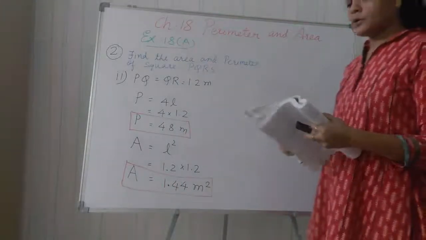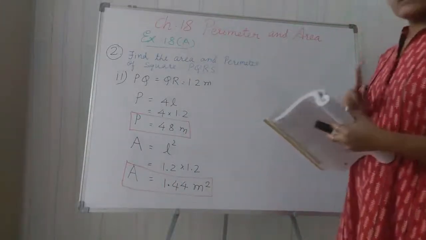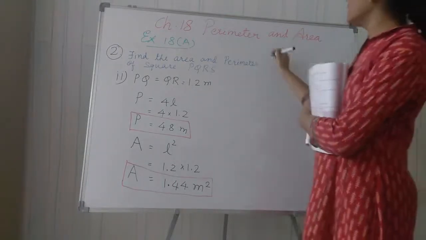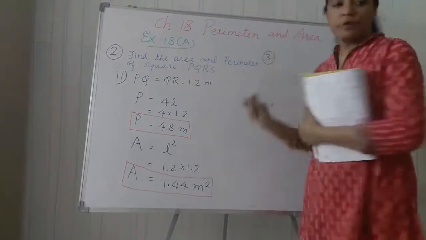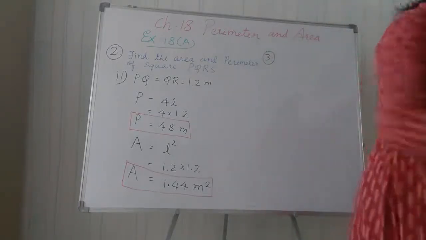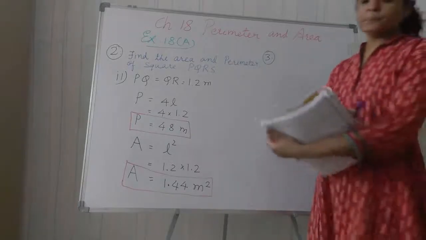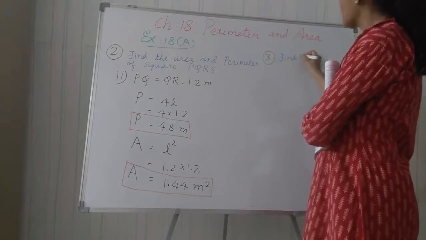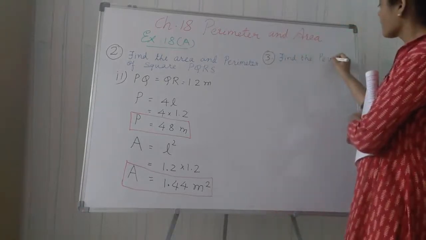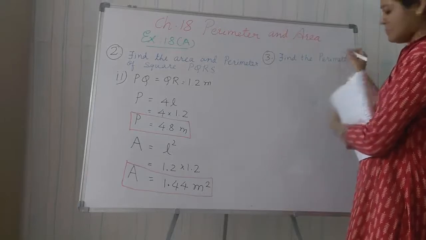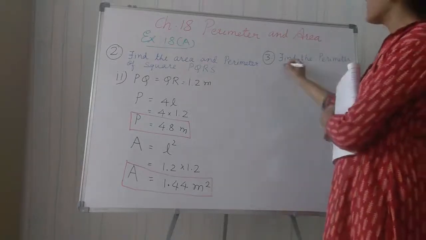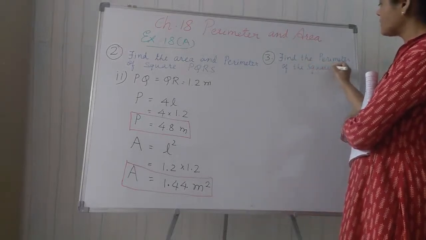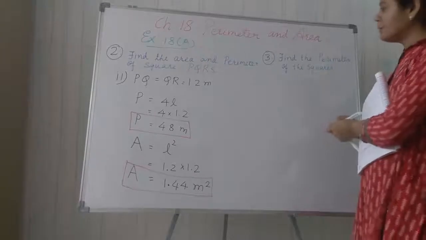Here, find the perimeter of the following square. You are given the area in question number 3. So let us continue our question number 3, in which we are asked to find the perimeter. Let us put the heading: find the perimeter of the squares. For square shapes, we already know the perimeter formula.